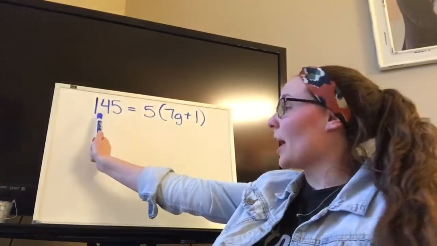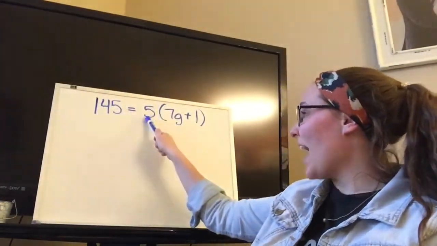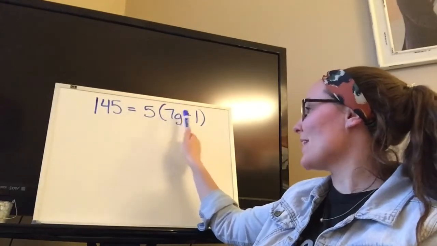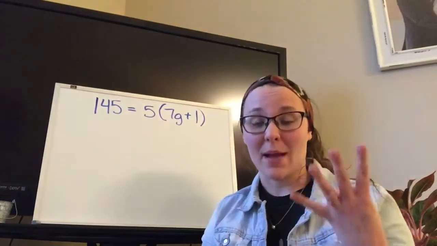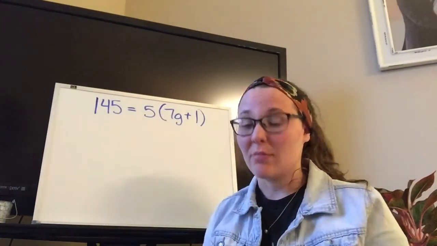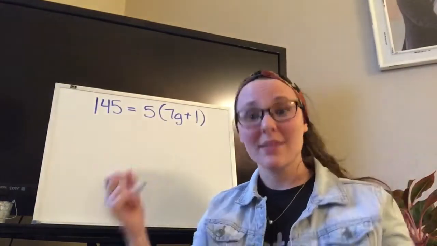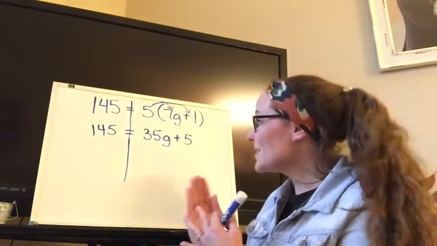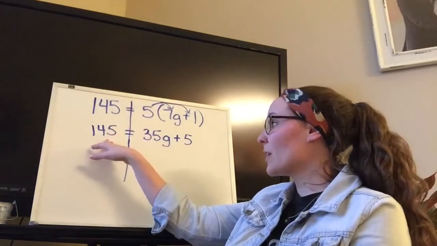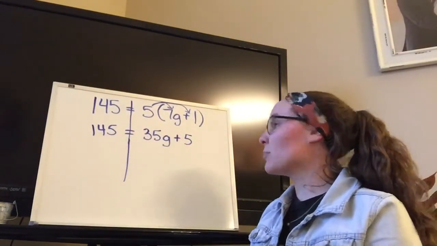Here's my next problem. 145 equals 5, open parentheses, 7g plus 1, close parentheses. So let's follow our steps. First, I need to distribute. Is there anything that I can distribute here? Yeah, the 5. So I need to distribute this 5 in first. Once I distribute the 5, I should get 145 equals 35g plus 5.